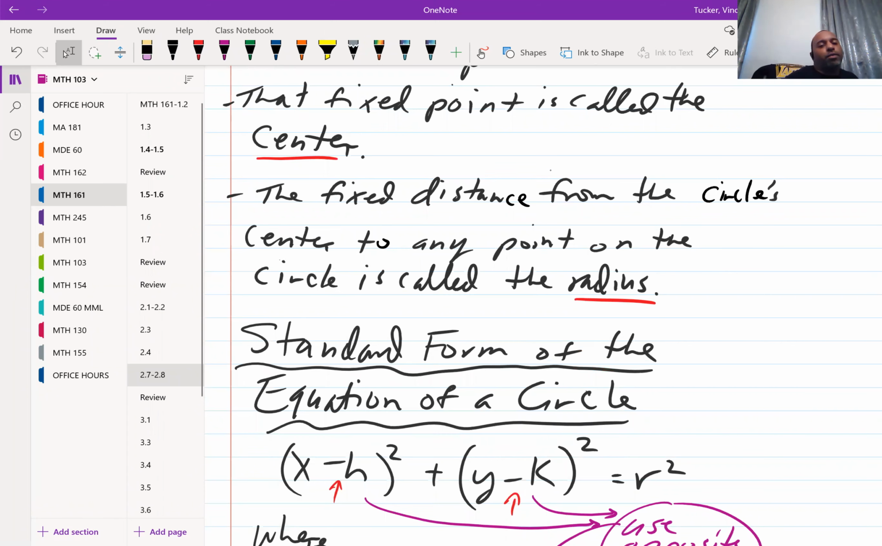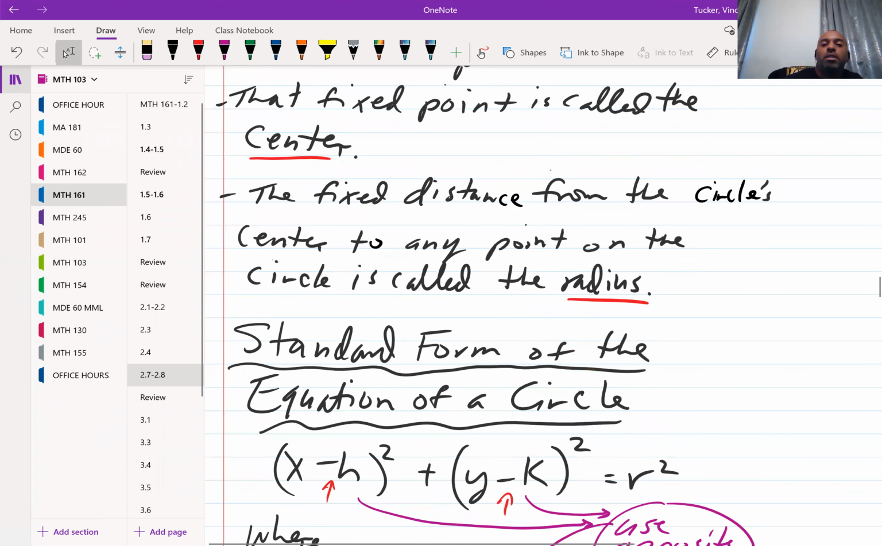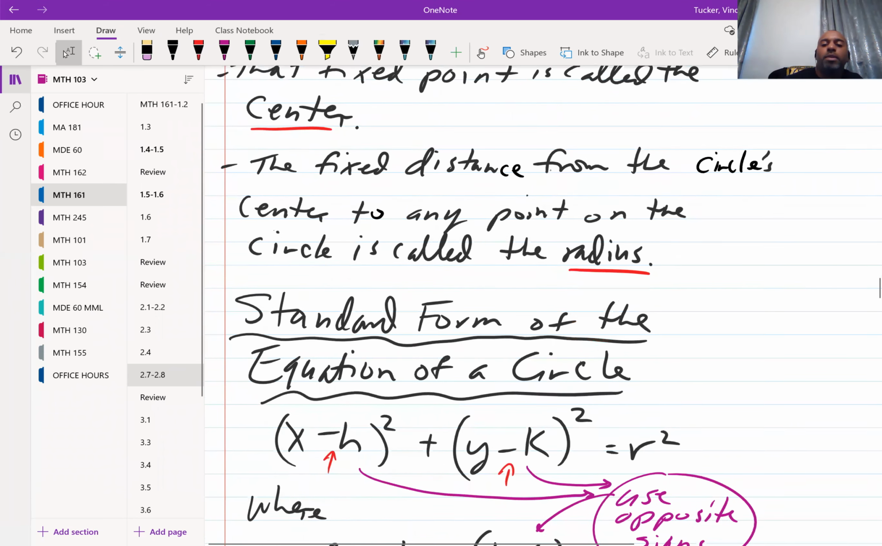All right, so the standard form of the equation of a circle is going to be x minus h squared plus y minus k squared equal to r squared. And if I scroll up too far, let me know.